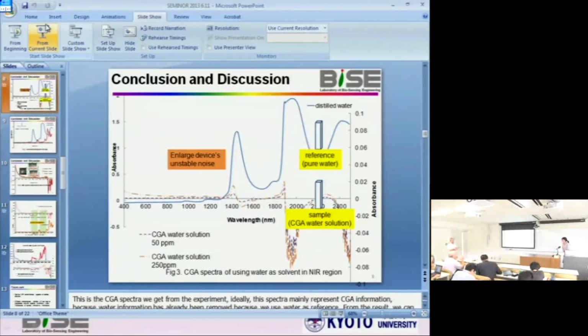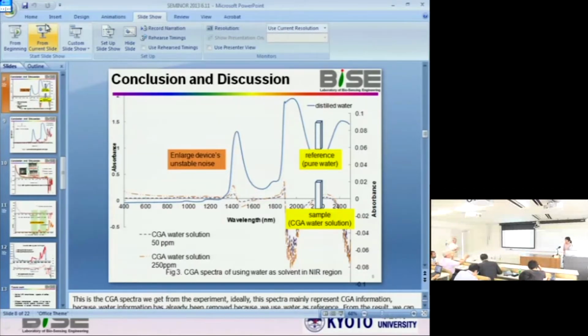If you had pure distilled water in both your reference and your sample cells in the dual beam, do you get a perfectly flat signal? No. You mean use water as sample and water as reference? Yes. No, the baseline is not zero. Not zero. A little flat. So it is the instrumental noise, yes.